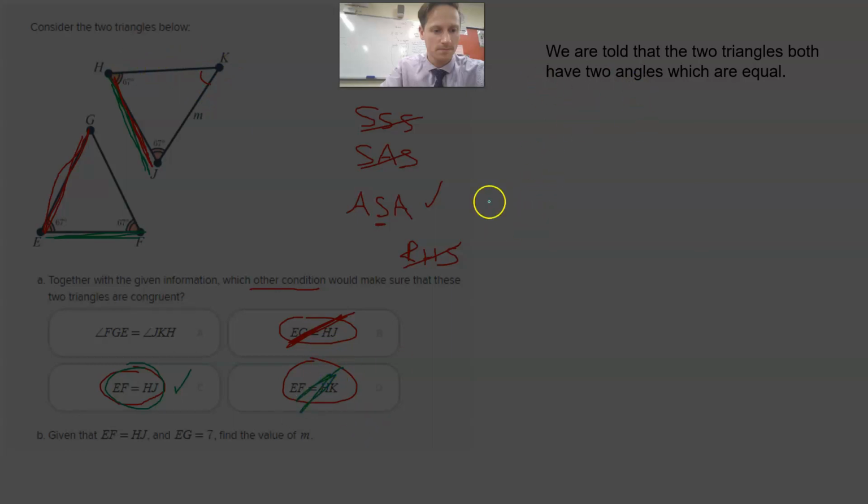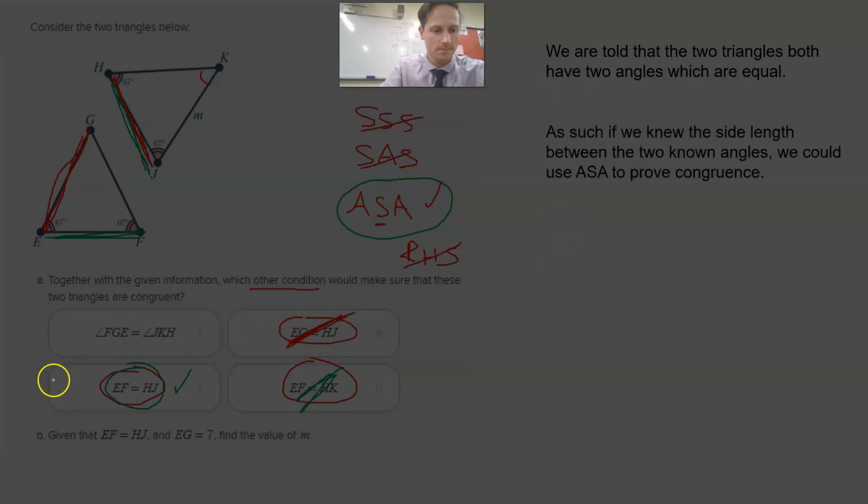Cool. So basically, once we have that, we can prove that the triangles are congruent via our angle side angle proof. The last part is saying, given that EF equals HJ, which is what we already figured out, and EG equals 7, find the value of M, all right? So how do we prove that?